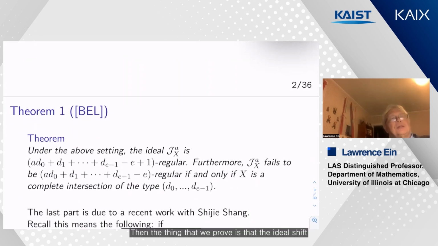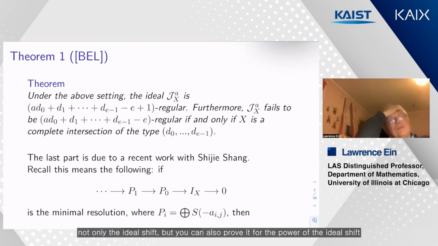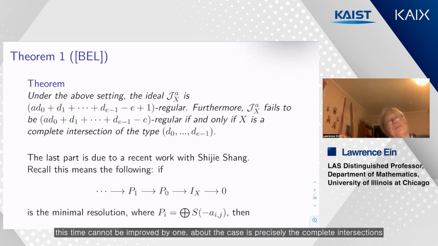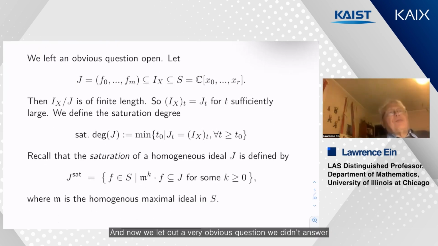Then what we prove is that the ideal sheaf, and not only the ideal sheaf, but you can also prove it for the power of the ideal sheaf, satisfies some regularity bound. And again, it fails to be regular if the bound cannot be improved by one, then the boundary case is precisely the complete intersections. And now, we left out a very obvious question we didn't answer.